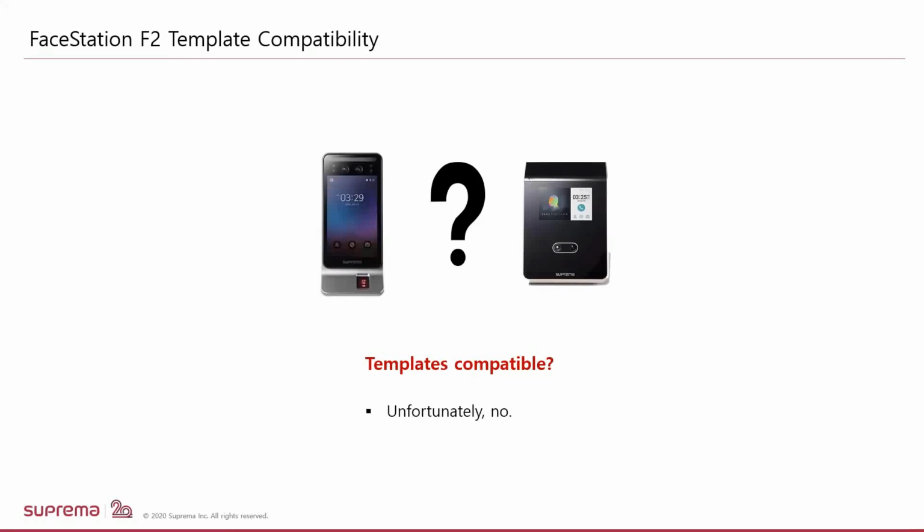This is because of the technology used to do the face matching. The existing FaceStation 2, on your right, uses IR images only. On the left, the F2 uses visual images together with IR. So that's why you'll have to enroll a new template.